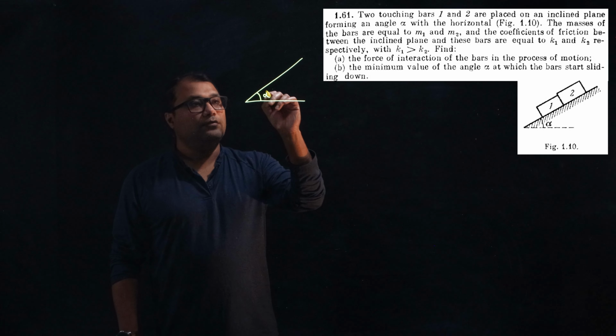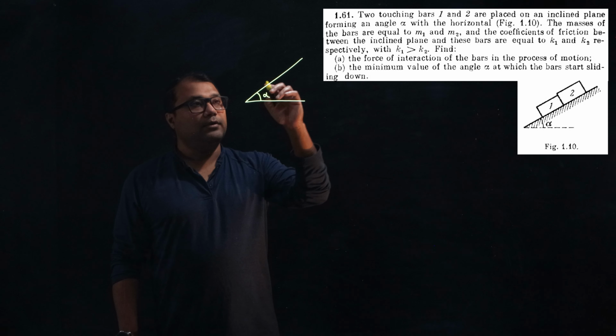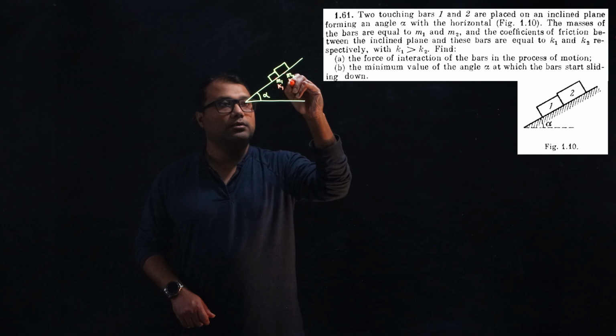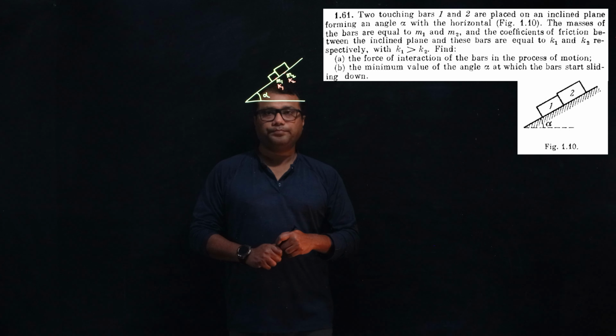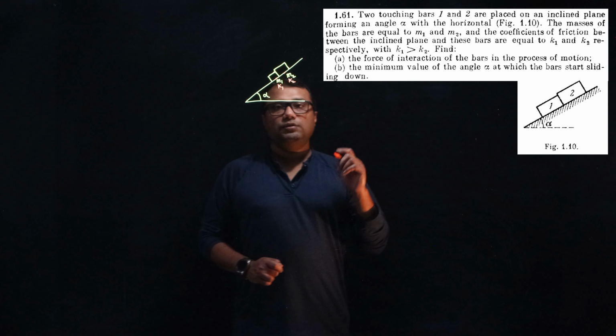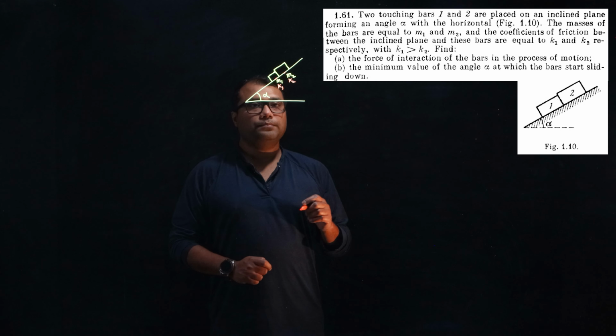This angle is alpha, this is m1, and we have m2. It's also mentioned the coefficient of friction here is k1 and here is k2. Okay. Now this one, we need to find the force of interaction between m1 and m2.